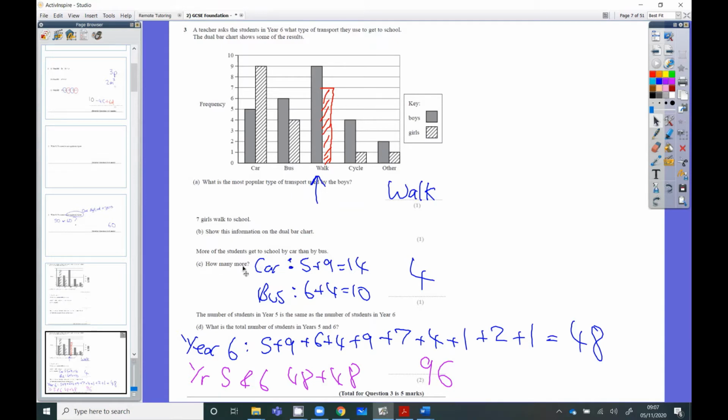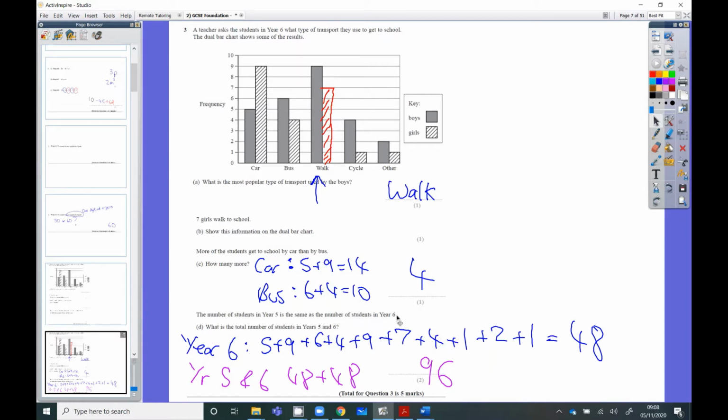Now we're asked, more of the students get to school by car than by bus. How many more? So let's go and add up all our car figures. We've got 5 add 9, so that's 14 children in total go to school by car. Now by bus, that's 6 boys and 4 girls, so that's 10 in total. So clearly 14 go by car, 10 by bus. So how many more go by car? Well, that's 4 more.